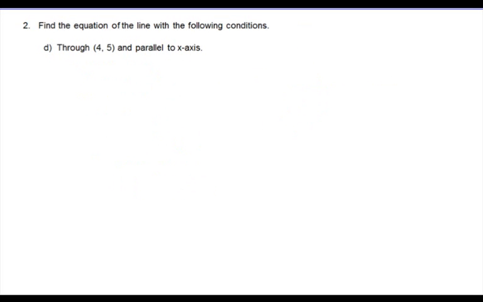Okay, next. D. Through (4, 5) and parallel to the x-axis. Now, parallel to the x-axis is what? Let's look at the x-axis. What does the x-axis look like? Well, the x-axis is the line y equals 0. That is the equation of that line. And so in the equation of the line that we're looking for, m is going to be equal to 0.